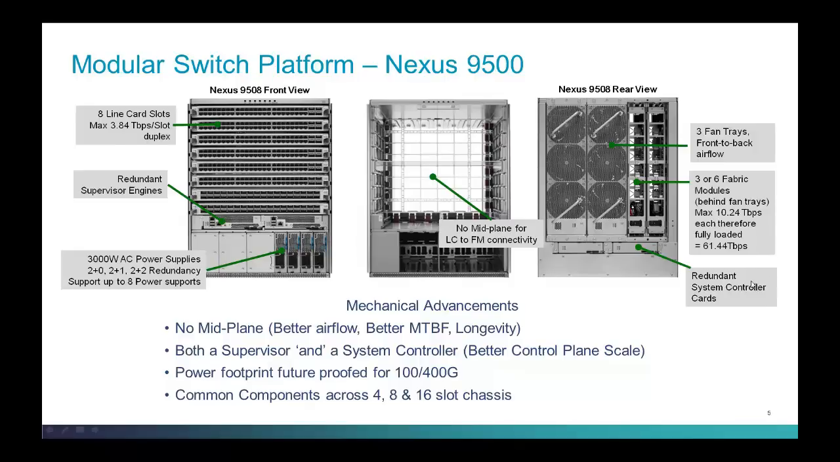Going back to what I was originally going to say, the redundant system controller cards are positioned here, and what this allows is offloading of the control plane from the supervisors, so it's distributed here. With the power supplies, you can run them in all the different modes: N plus one redundancy, grid mode, or a combination of both. And on the actual supervisors here, you'll see the out-of-band management, the console ports, and then two USB ports as well for extra storage.